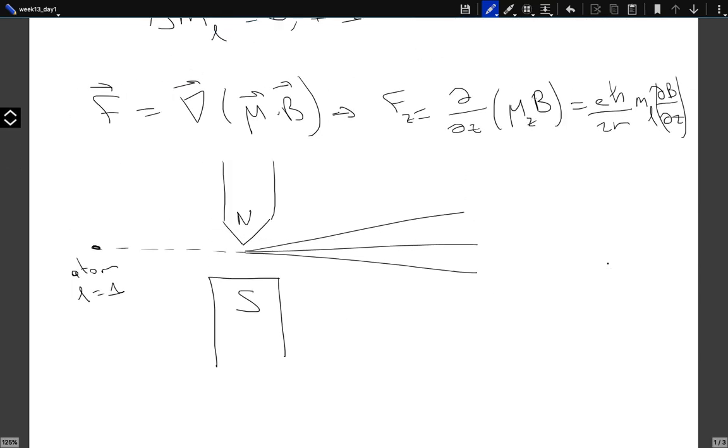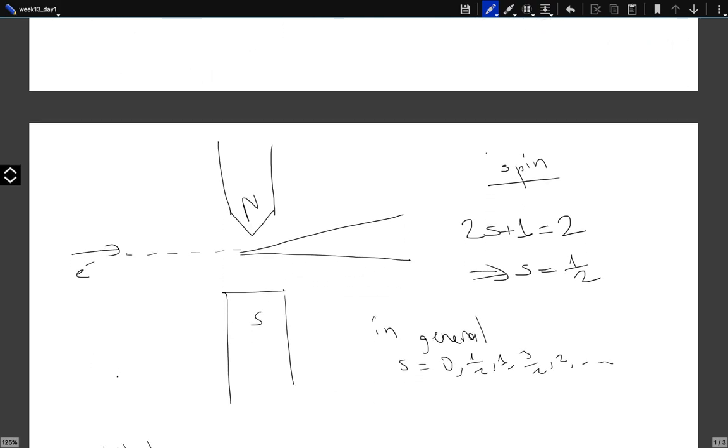You see, here, in the case of L is equal to 1, we had 3 different values of ML: 1, 0, or -1. So it split into 3 as it goes through this non-uniform magnetic field. Now here we see that if we do the same experiment, not with atoms, but with pure electrons, nothing else, the electrons, when they pass through this non-uniform magnetic field, split into not 3, but just 2. Photons are not affected by the magnetic field.